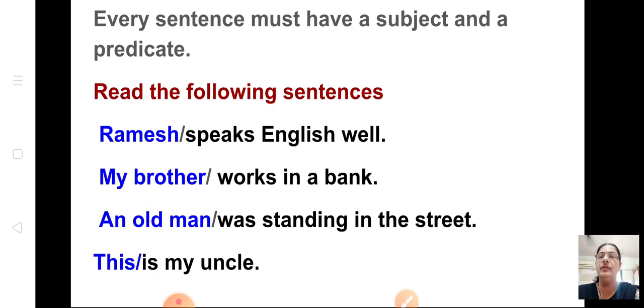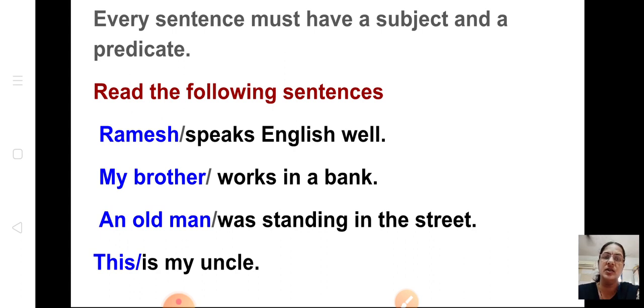Now read the following sentences. Ramesh speaks English well. Which all are highlighted blue color? They are all subjects. So Ramesh is the subject. Speaks English well is the predicate. My brother is the subject. Works in a bank is the predicate. An old man was standing in the street. An old man is the subject.